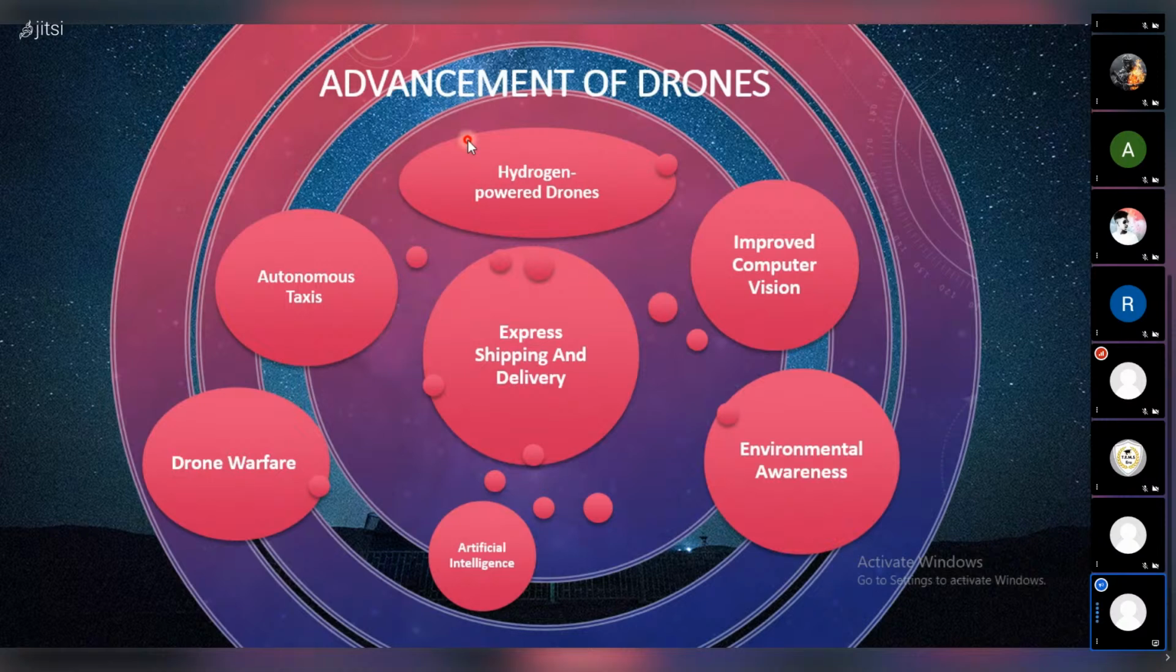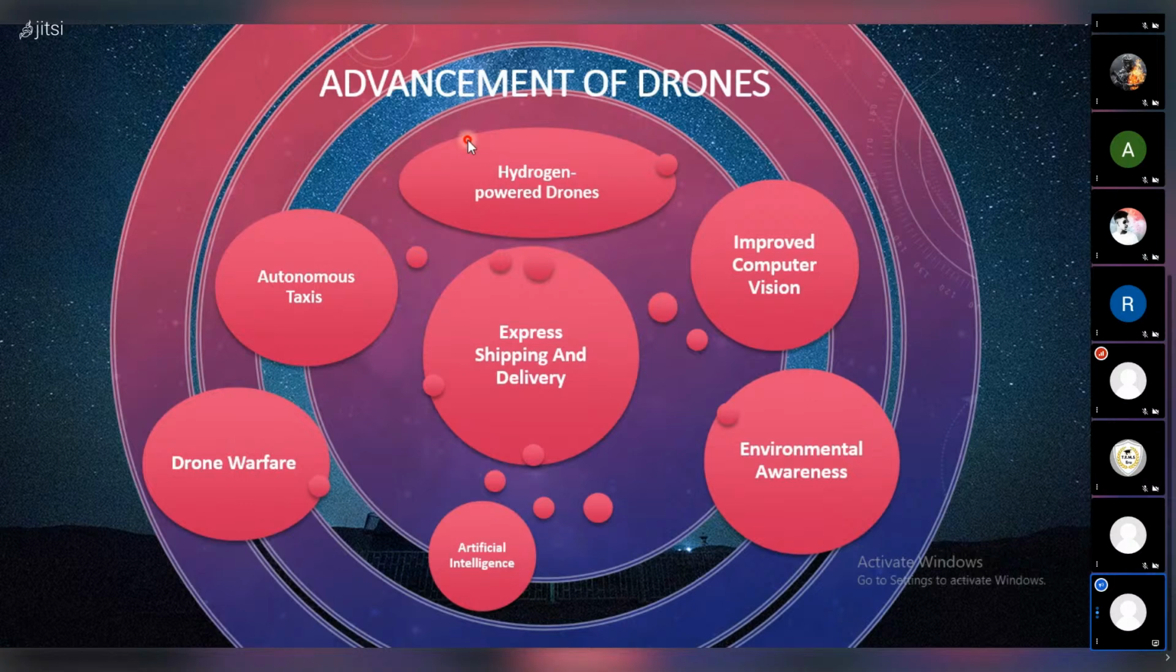Then autonomous taxis. You will see a number of startups coming up right now which are working to make autonomous taxis so that they can fly from one place to the other and avoid traffic. These are basically drones, that is multicopters, of large size, so a passenger doesn't actually control the drone. The drone controls itself, and it transports a person from one place to the other.